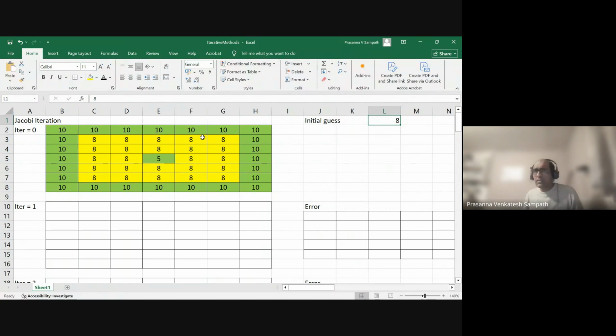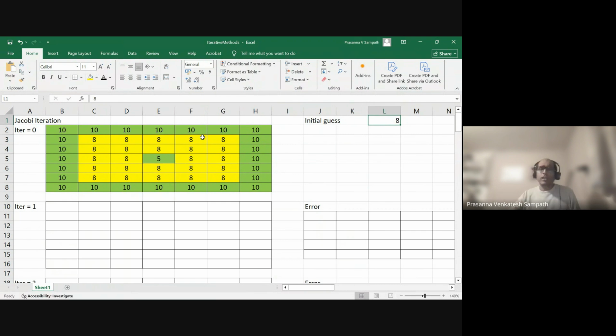For starters, I know that the value must be between 10 and 5, because at one end I have 10 and in the middle I have 5. So naturally, the answer can't be greater than 10 or less than 5. It physically doesn't make sense for the head in those yellow boxes to be greater than 10 or less than 5. It has to be between 10 and 5, because those are boundary conditions, those are constraints. So 8 is a reasonable guess to start with.